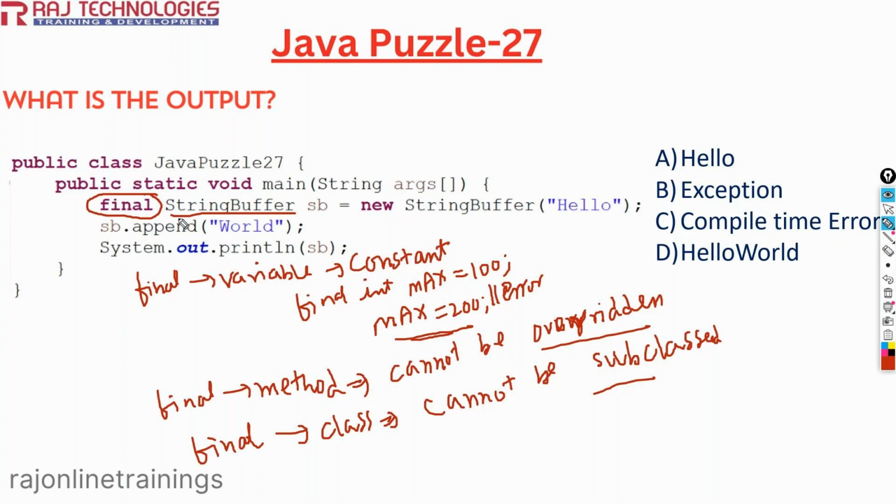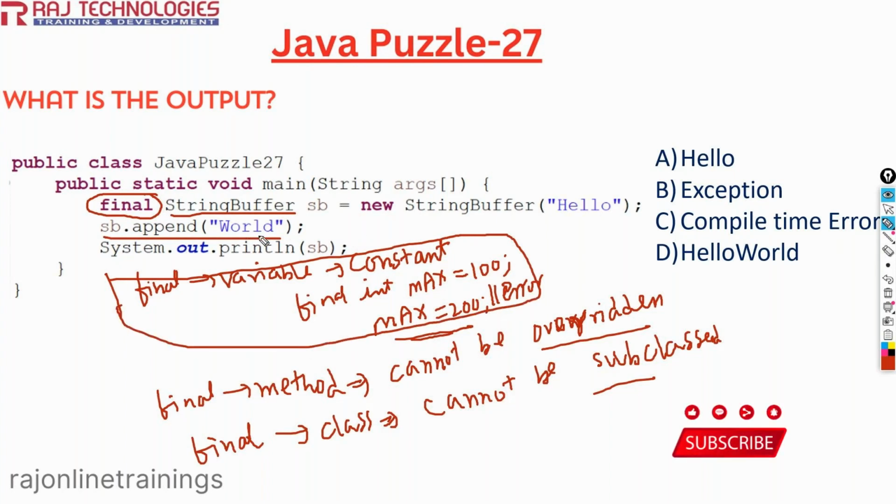Now here we are using the final keyword for the StringBuffer. Final StringBuffer sp equal to new StringBuffer("hello"), and we are trying to change the value of it. We are trying to append this world to hello. So when you are trying to change the value based on this final concept, the value cannot be modified, but we are trying to modify the value. So we think that the output of the program is a compile time error, it cannot change the value.